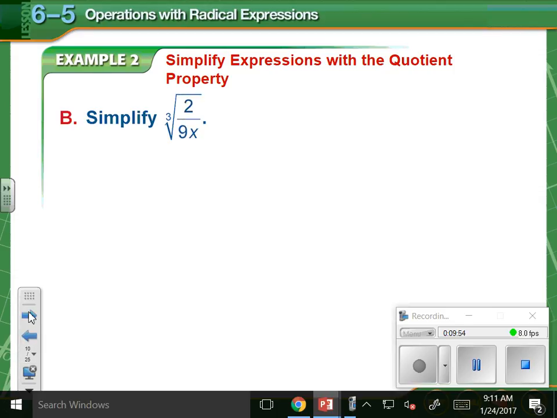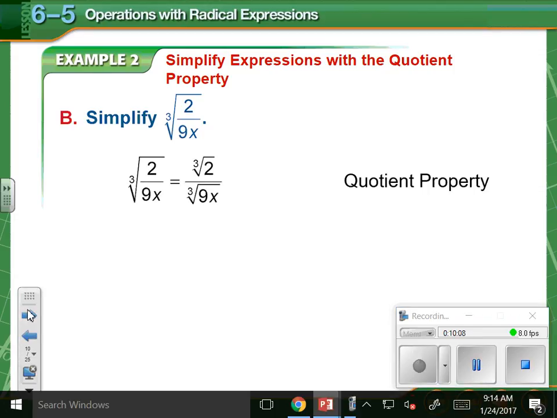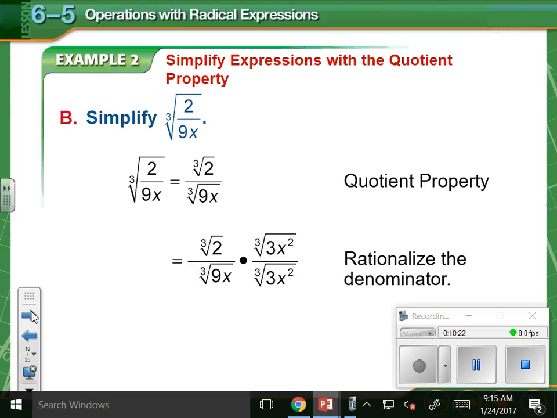This one will be a cube root. So if it's cube root, we do a cube root of 2 over cube root of 9x, give them their own cube root. Nothing's a perfect cube. Nine is almost a perfect cube. It's 3 squared, right?